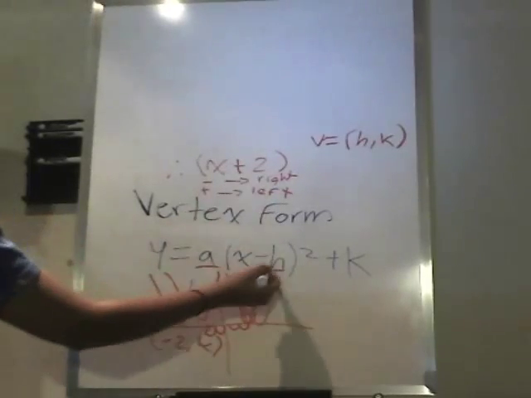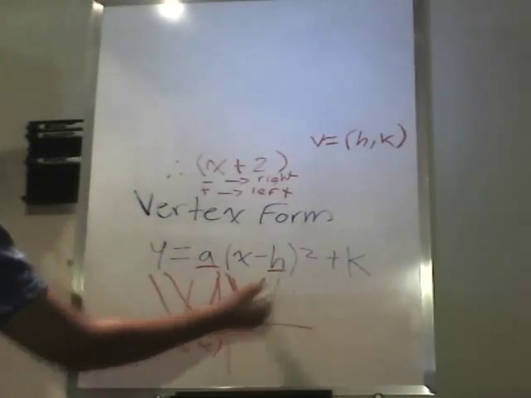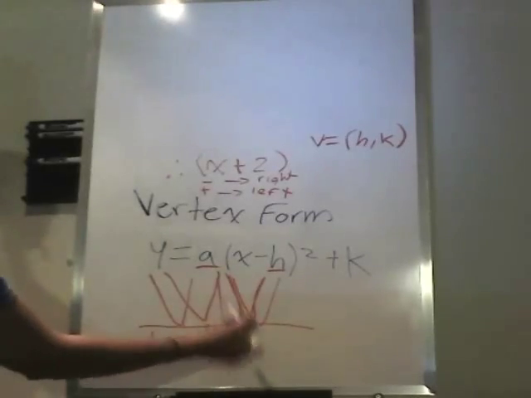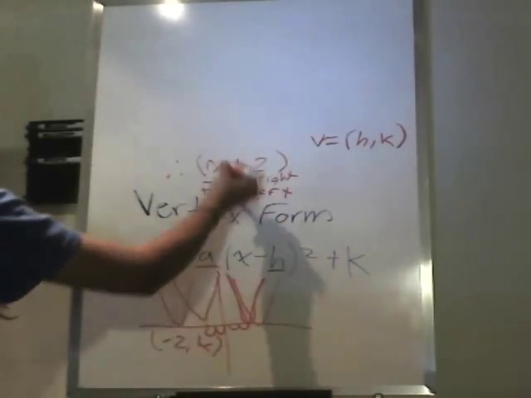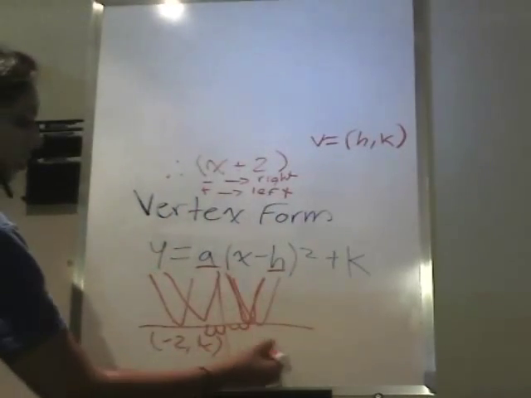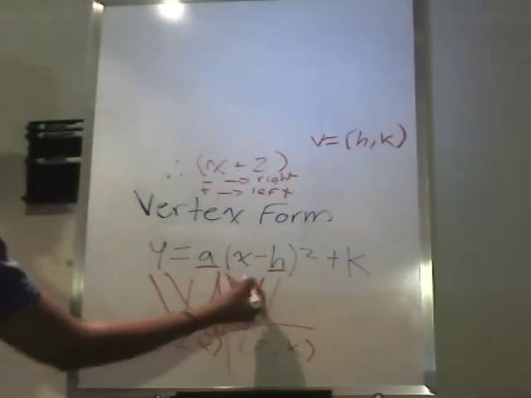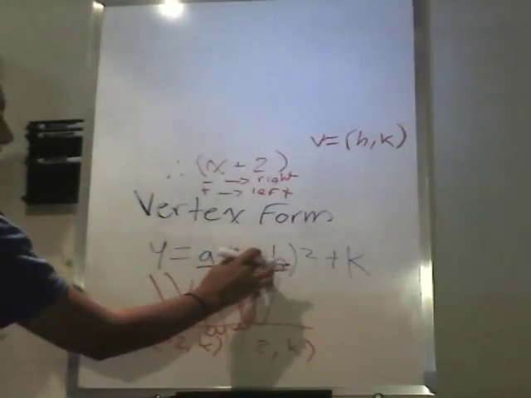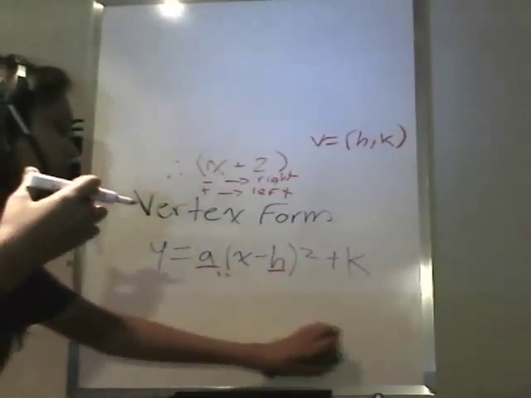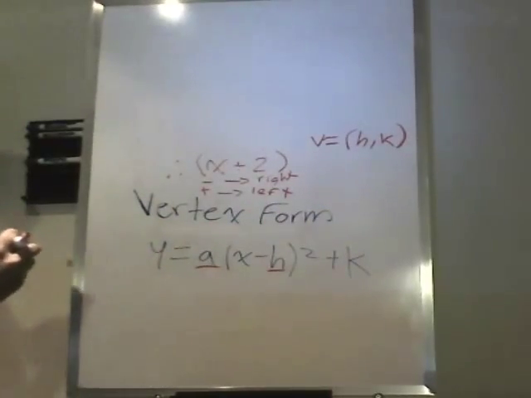If it's x plus 2, then your vertex is going to be -2, k. But if it was x -2, then over here it's going to be 2, k. So when you're about to plot it, the negative sign or the positive sign changes. But yeah, h tells you how far by units it moves horizontally.